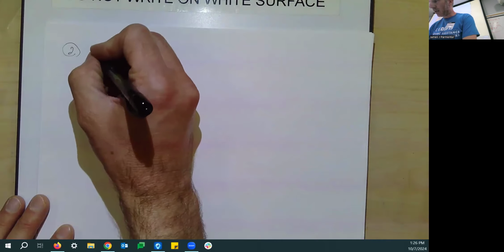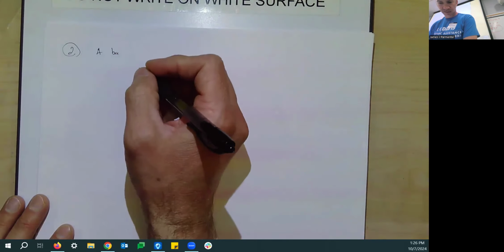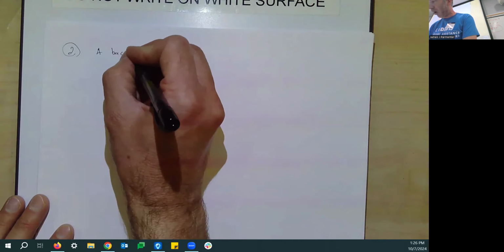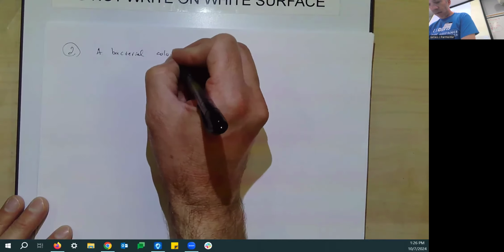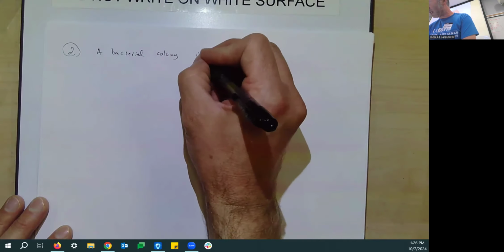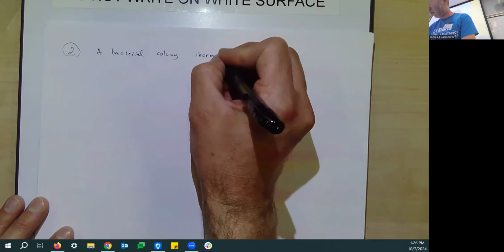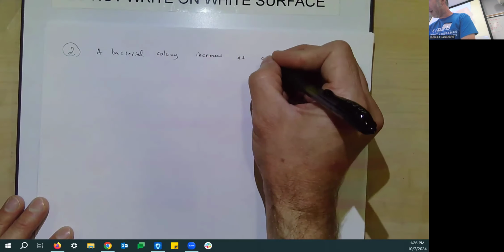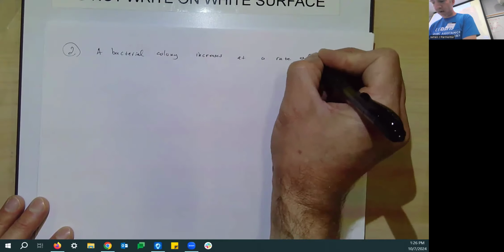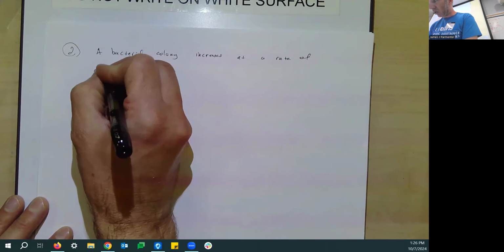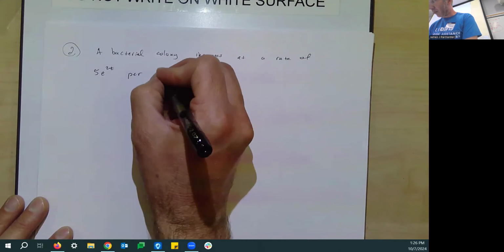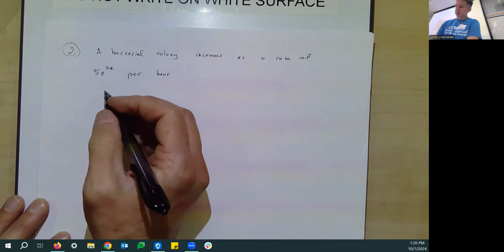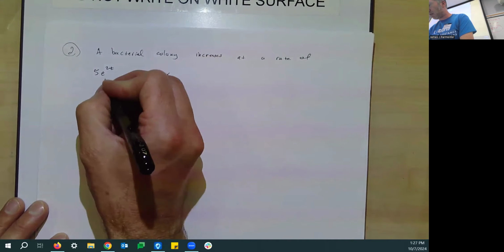We have a bacterial colony, sure. Something's growing, a fungus, a bacteria, whatever. A bacterial colony increases. Now, be careful with the words here. At a rate of 5e to the 2t per hour. 5e to the 2t bacteria per hour.